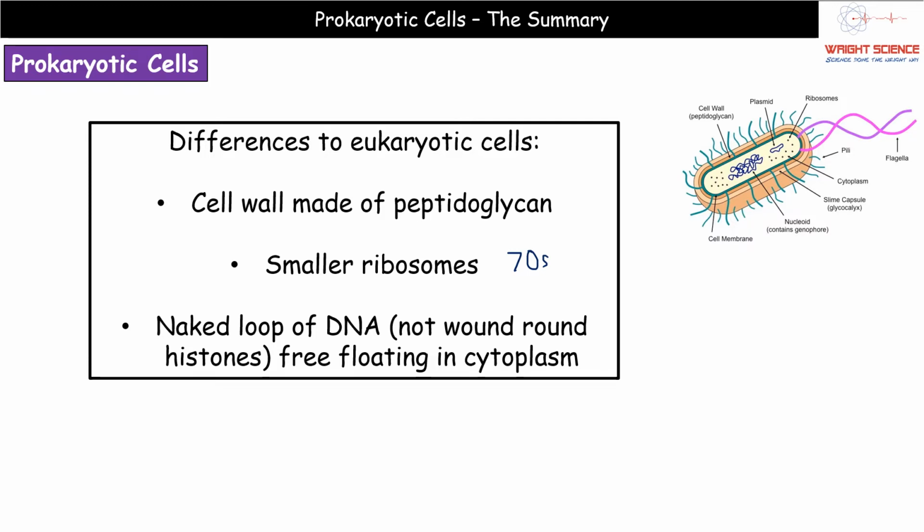And then we also, rather than having our DNA contained within the nucleus wrapped around histones as we see within our eukaryotic cells, in our prokaryotes, it's a naked loop of DNA, so that means it's not wound around those histone proteins, and it's just free floating within the cytoplasm, so it's not contained within that nucleus.